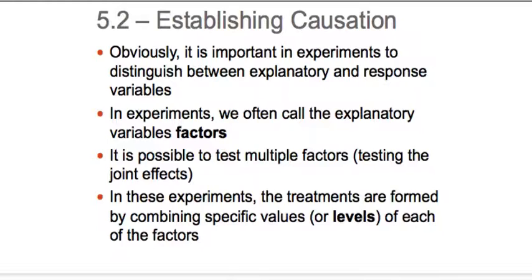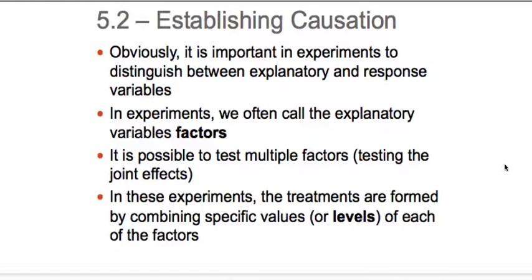Obviously, in experiments, it's important to distinguish between the explanatory variables and the response variables. And when we're talking about experiments, we often call the explanatory variables factors. So factor is just another term for the variable that I'm testing. And it's possible to test multiple factors. In fact, a lot of times we are going to test multiple factors. We want to know what are the joint effects of two different variables. In these experiments, the treatments are formed by combining specific values of each of the factors. These specific values are referred to as levels.